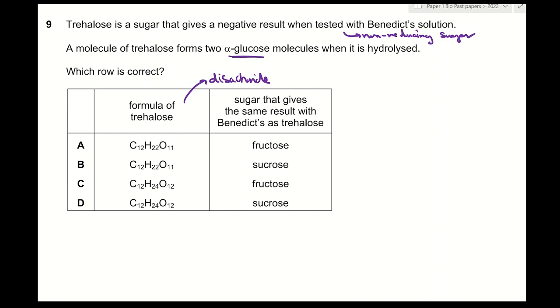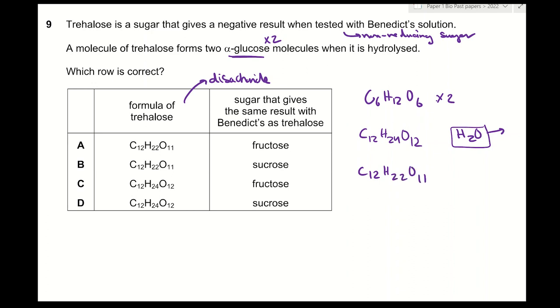Now, a formula of a disaccharide is alpha-glucose formula multiplied by 2, subtracting the molecule of water formed in a condensation reaction. We know that formula of alpha-glucose is C6H12O6. If you multiply this by 2, because it's a disaccharide, we're going to get C12H24O12. Now, in a condensation reaction, we know that a molecule of water is formed. Therefore, we have to subtract 2 hydrogens and 1 oxygen from that disaccharide molecule. Therefore, we're going to be left with C12, H22, and O11. Therefore, this is correct.